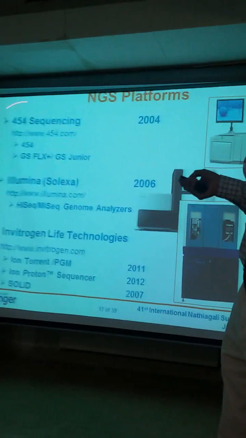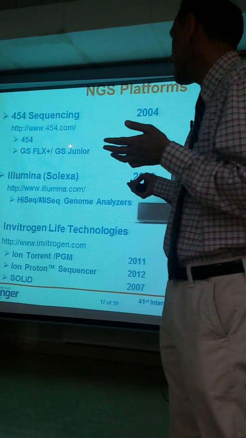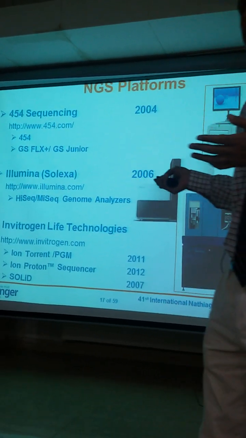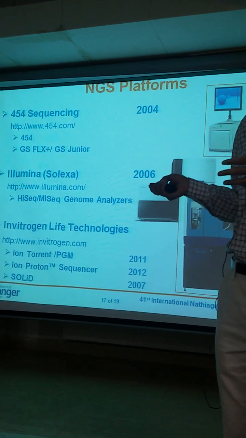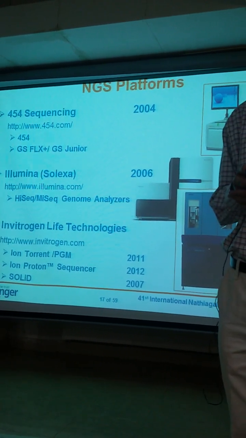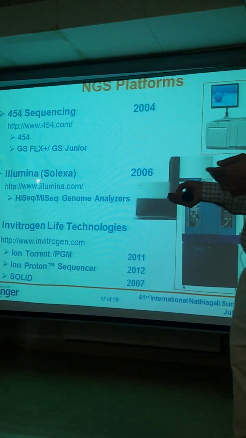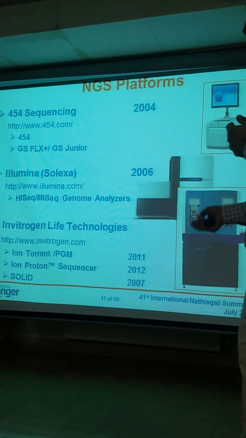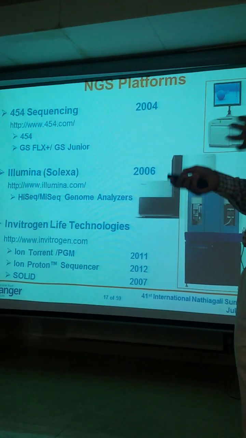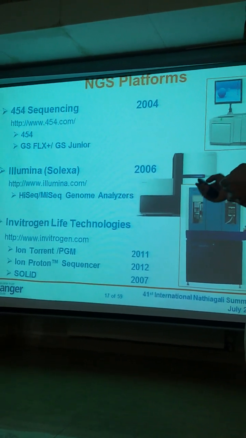So the first machine was the 454 sequencing by Roche. This has been discontinued now, just for the fact that nobody was buying these machines because the reagent cost was so high. The second one to come out in 2006 was the Solexa, which is now known as Illumina. They have a whole range of machines which I've talked about in class.